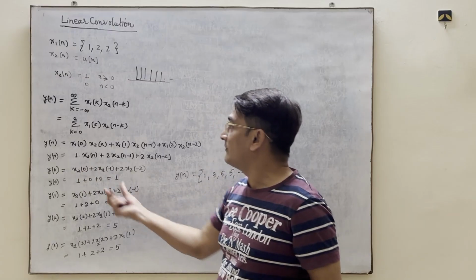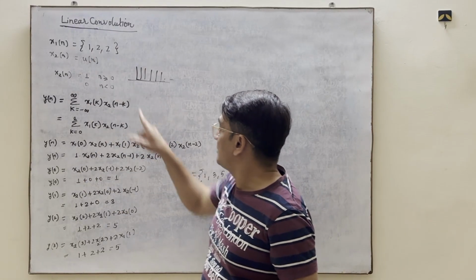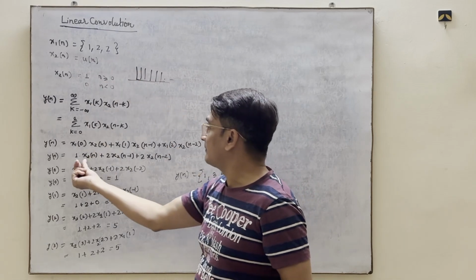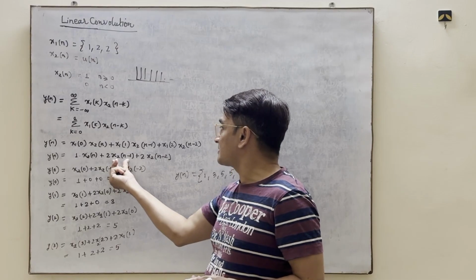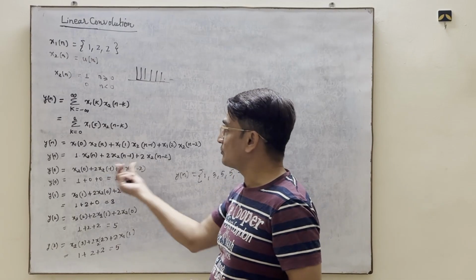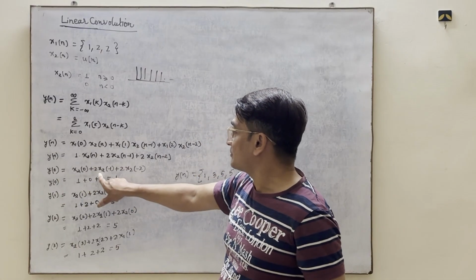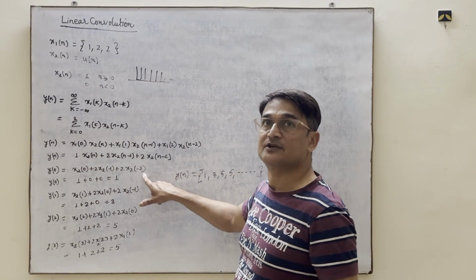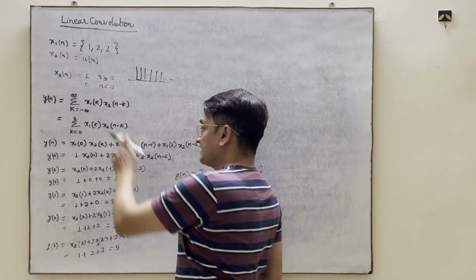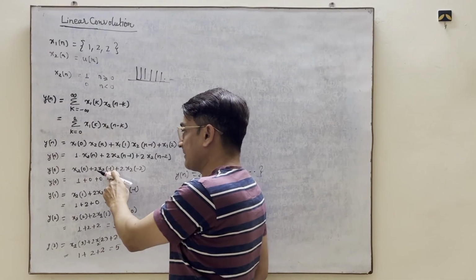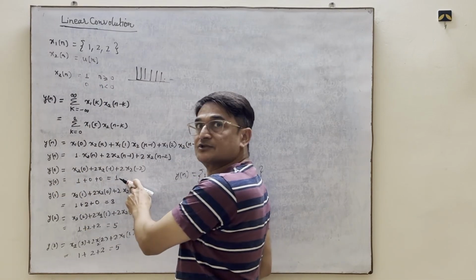So y of n will be now x1 of 0 is 1, x1 of 1 is 2 and x1 of 2 is also 2. So this will be x2 of n plus 2 x2 of n minus 1 plus 2 x2 of n minus 2. Now put n equals 0. So y0 will be x2 of 0 plus 2 x2 of minus 1 plus 2 x2 of minus 2. As you can see, the unit step function for n less than 0 is 0. So for x2 of minus 2 and x2 of minus 1 it is 0, and for x2 of 0 it is 1. So y0 is equal to 1.